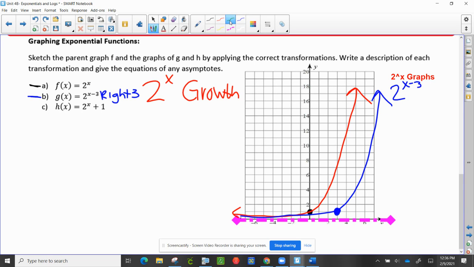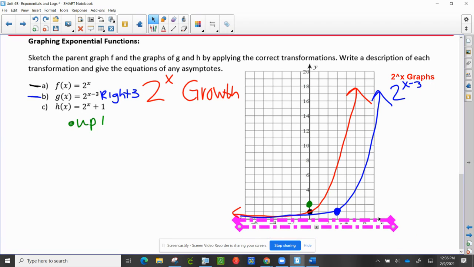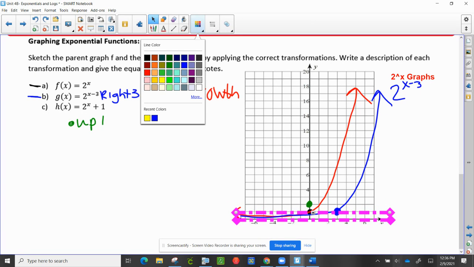So let's graph one more here. If we have 2 to the x and then plus 1, that's going to move the graph up by 1 value. So starting at my parent function 0, 1, I would shift that point up 1. Now again, if I moved my point up 1, that's also going to move this asymptote up 1. Let's change its color so we can tell the difference.